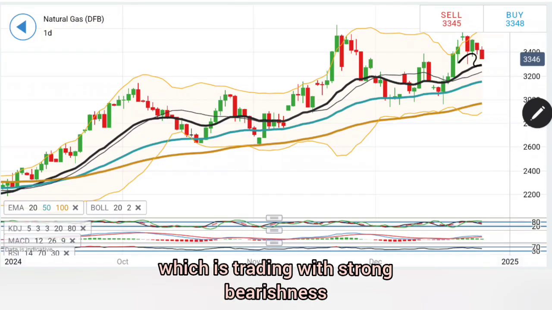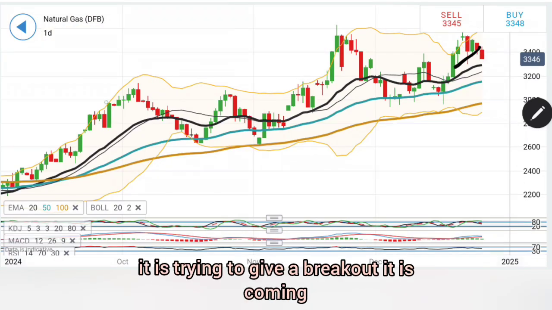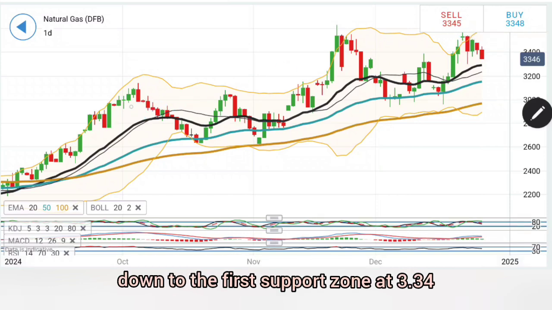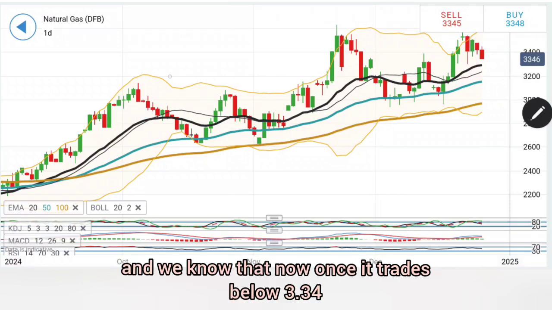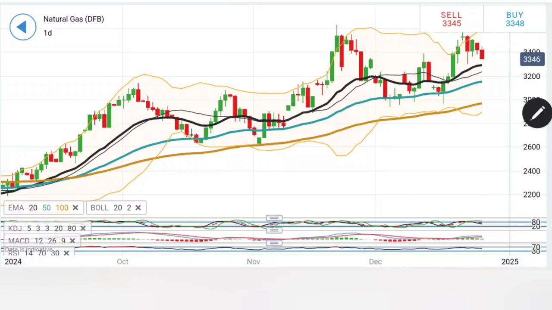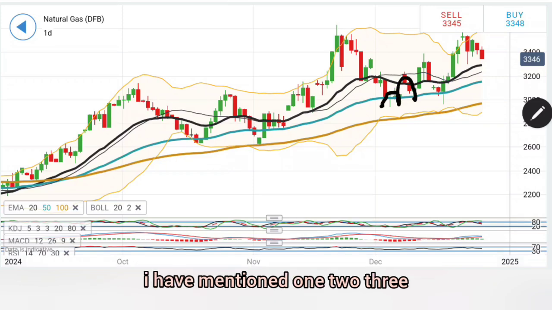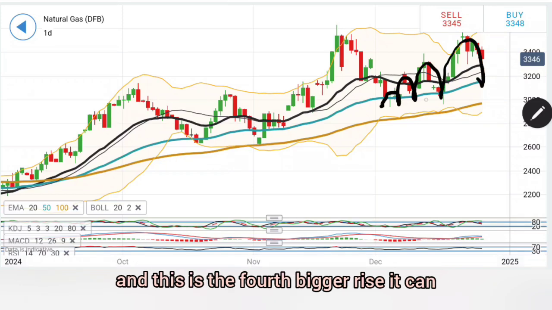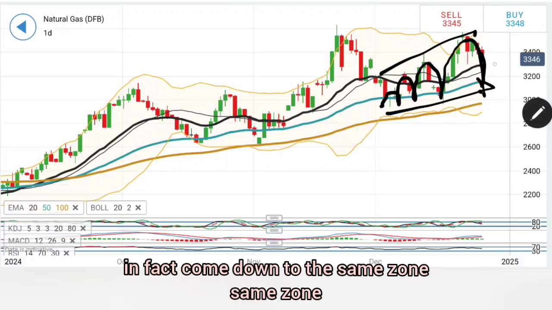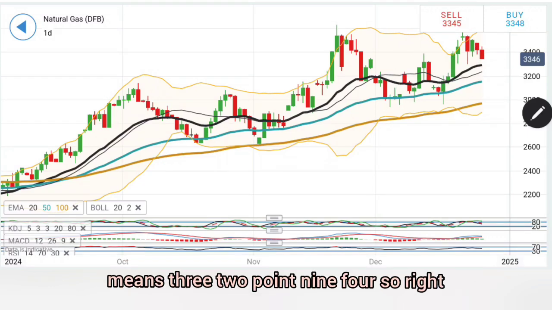Natural gas is the one which is trading with strong bearishness. It is trying to give a breakout. It is coming down to the first support zone at 3.34, and we know that once it trades below 3.34, we are looking forward to 3.3. Now see, earlier I have mentioned 1, 2, 3, and this is the fourth bigger rise. It can in fact come down to the same zone. Same zone means 3, 2.94.